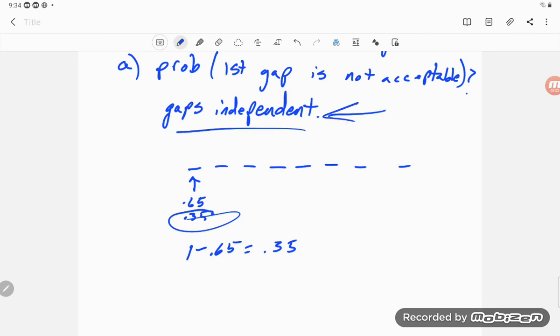Okay, but I'm using that idea that the gaps are independent, really, because otherwise I don't know, because I just arrive, I don't know which gap it is, and so forth. So really underlying this, we are assuming that those gaps are independent.